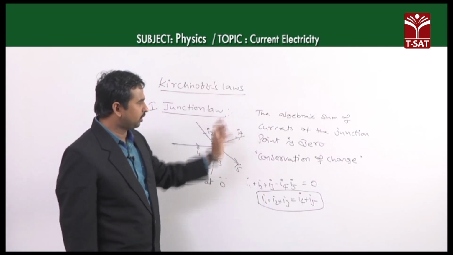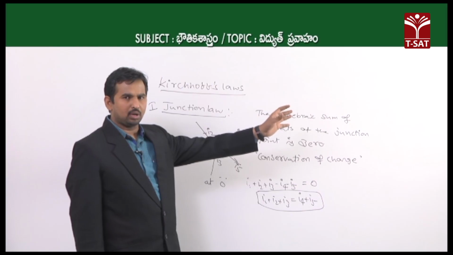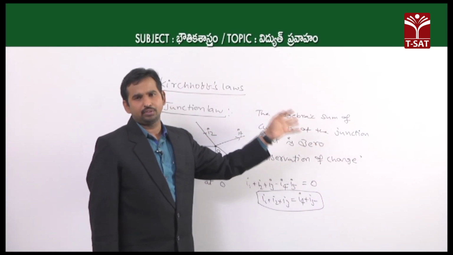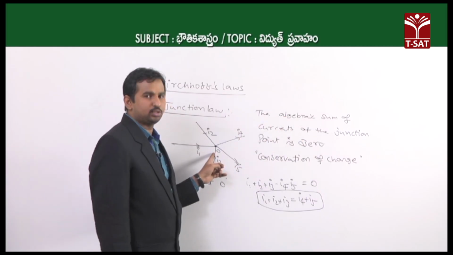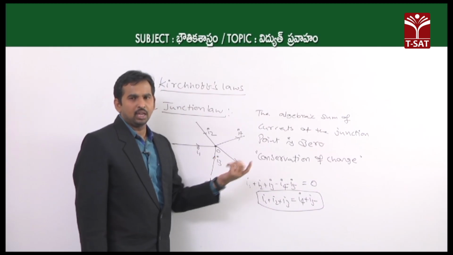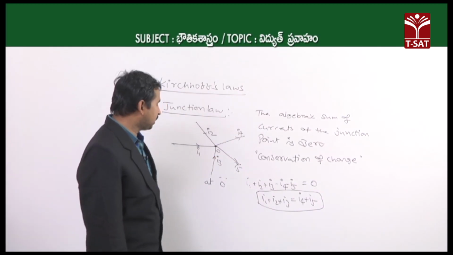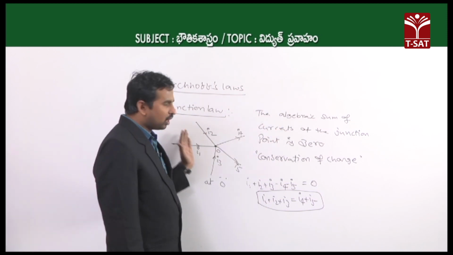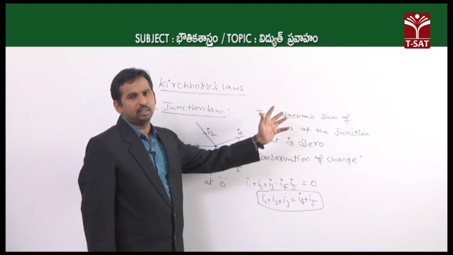See the statement again: the algebraic sum of the currents at the junction point is 0. If the sum at this point is 0, it means no charge is present at the point O. And the sign convention, as I said, is to take all the incoming currents as positive and all the leaving currents as negative.